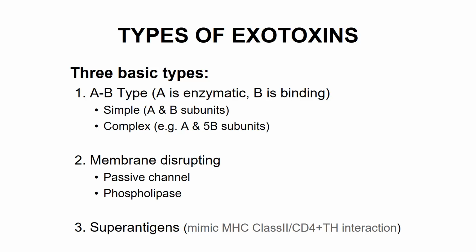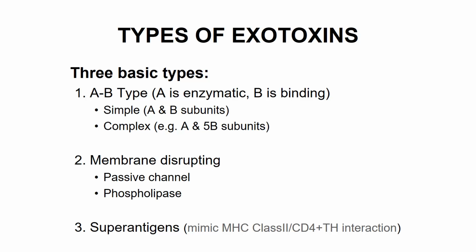There are also the membrane disrupting toxins, and these typically fall into two categories. The passive channel complex, and literally what it will do is form a pore or a channel in the host cell membrane. And often in doing so, it disrupts the ion gradient between the extracellular space and the intracellular space. We'll talk about why that leads to death of the cell in a minute.